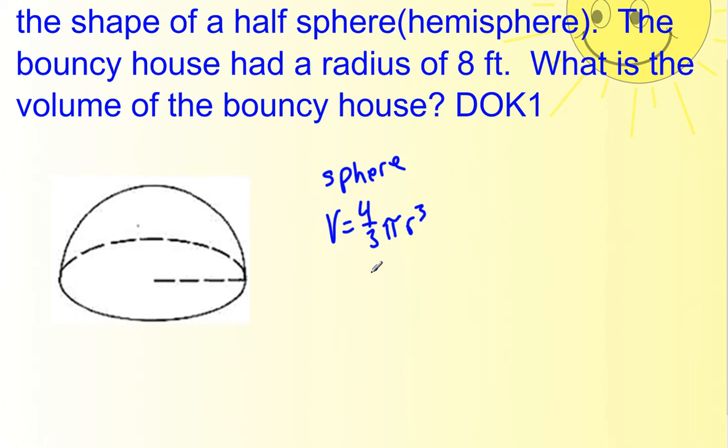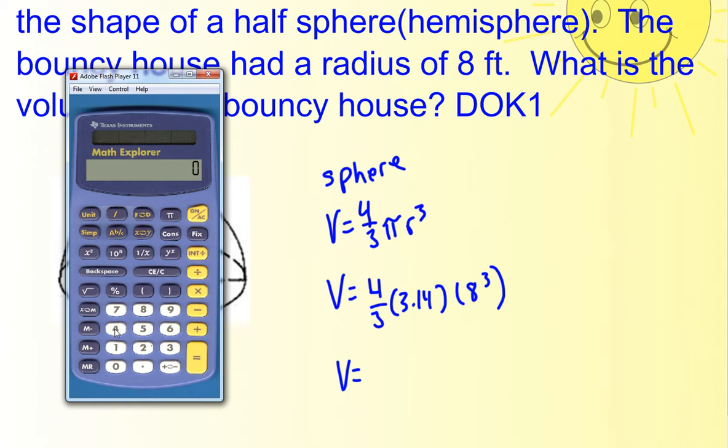So let's see. What do they give us? They say the bouncy house has a radius of 8 feet. All right, so we're trying to find the volume of this bouncy house. We don't know the volume. 4/3 pi, radius, which is 8. Label it 8 feet cubed. All right, so we have everything plugged in, so we just multiply.